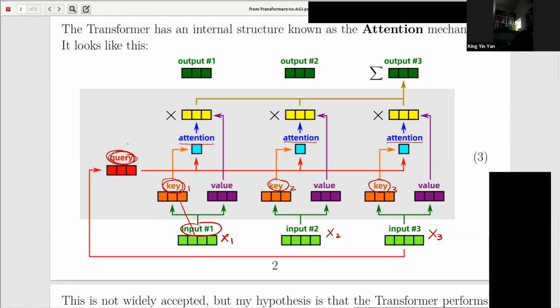For X3, they just do the dot product to compare, and if the dot product is close, then there is something. But for example, if key 1 and the query of X3 are very different, then this is 0, and there's nothing here. But if key 2 is close to query 3, then there is something here, and there's a value here, because the value goes through the attention. So attention is just the dot product.